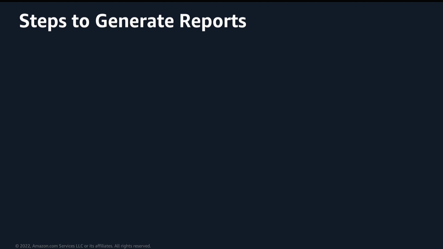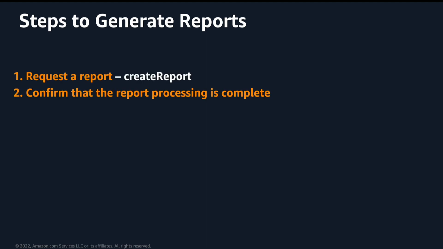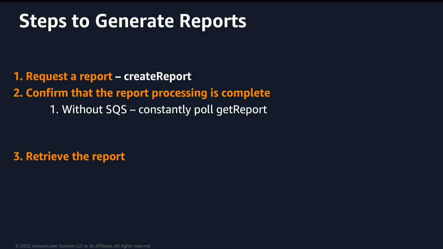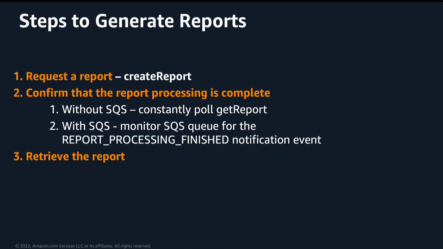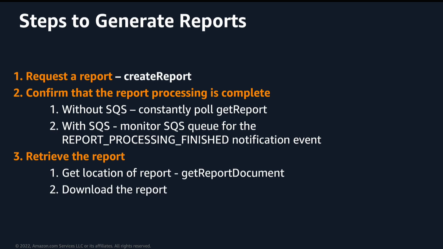Report generation is an asynchronous operation where you request a report, confirm that the report processing is complete, and then retrieve the report when it becomes available. Step 2 is where the report processing finished notification comes in handy. Instead of constantly polling the API to check if the report is available, you can set up SQS notifications and monitor the queue for the report processing finished notification event. This event includes the report document ID value if there is report data available. Now you can directly call the get report document operation and get the pre-signed URL for the location of the report document, and then finally download the report.